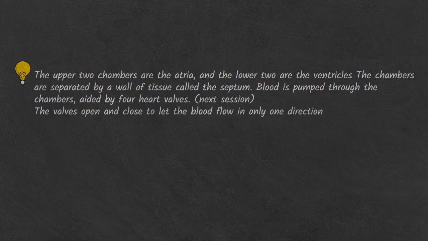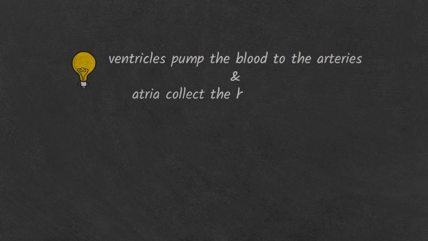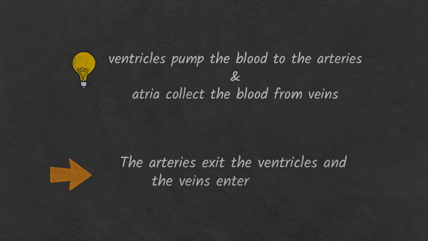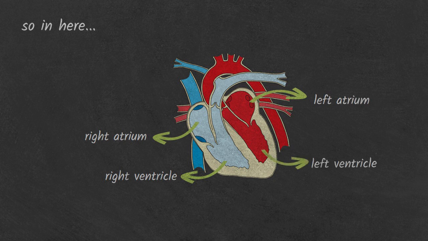Ventricles pump the blood to the arteries and atria collect the blood from veins. The arteries exit the ventricles and the veins enter the atria. So in here, we have the right atrium here, the right ventricle here, the left atrium here, and finally the left ventricle here. Now let's talk about vessels.